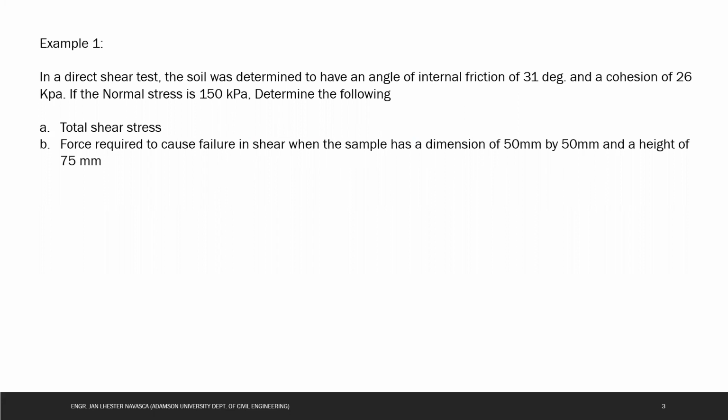Okay. So, we will determine the following. Number 1 is the total shear stress, and number 2, the force required to cause the failure in shear when the sample has a dimension of 50 by 50 and a height of 75 mm.